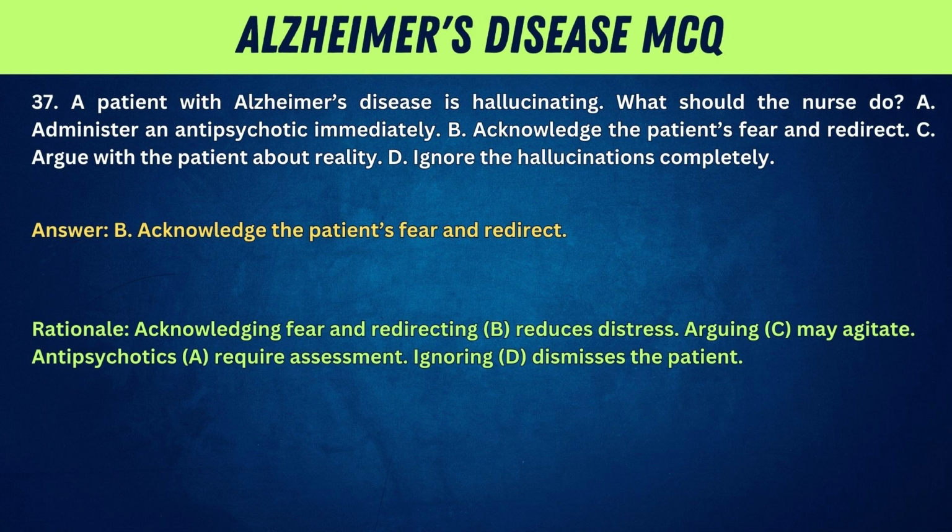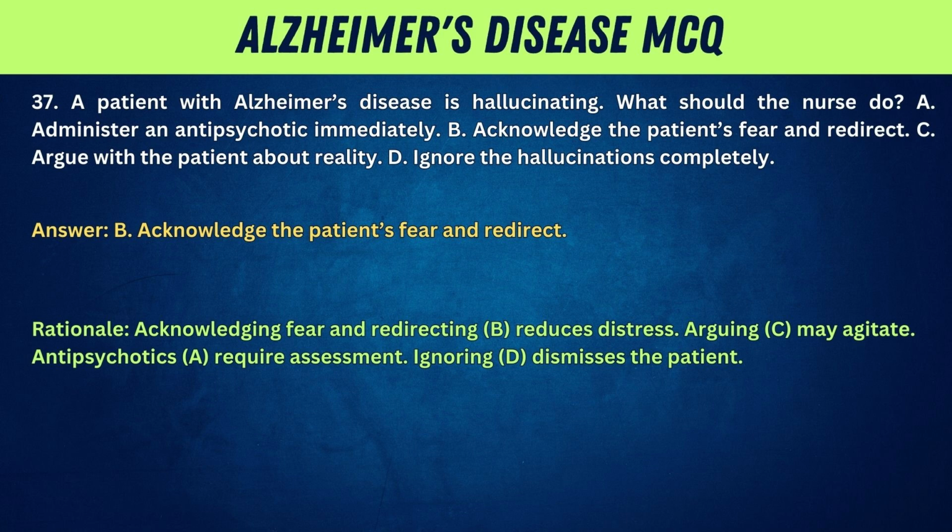37. A patient with Alzheimer's disease is hallucinating. What should the nurse do? A. Administer an antipsychotic immediately. B. Acknowledge the patient's fear and redirect. C. Argue with the patient about reality. D. Ignore the hallucinations completely.